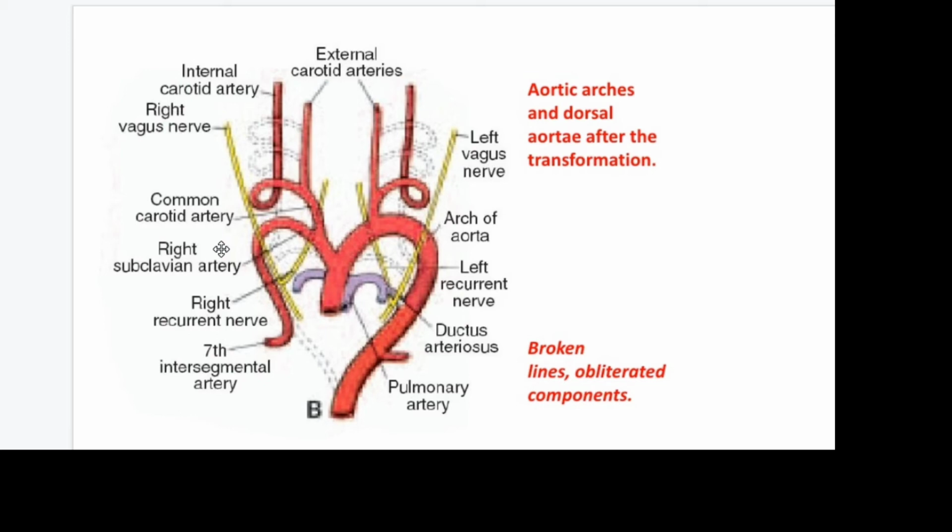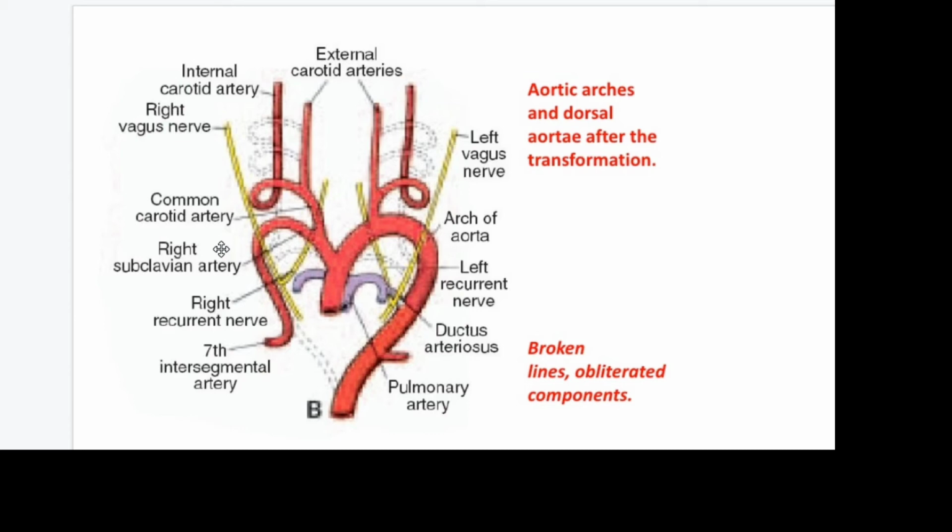Why does it happen like that? It was because in the sixth aortic arch on the left side, the distal part of it has formed the ductus arteriosus, but on the right side, that distal portion has degenerated. So the loop goes a little bit higher and comes under the subclavian artery on the right side, but on the left side it is a little lower, under the ligamentum arteriosum.